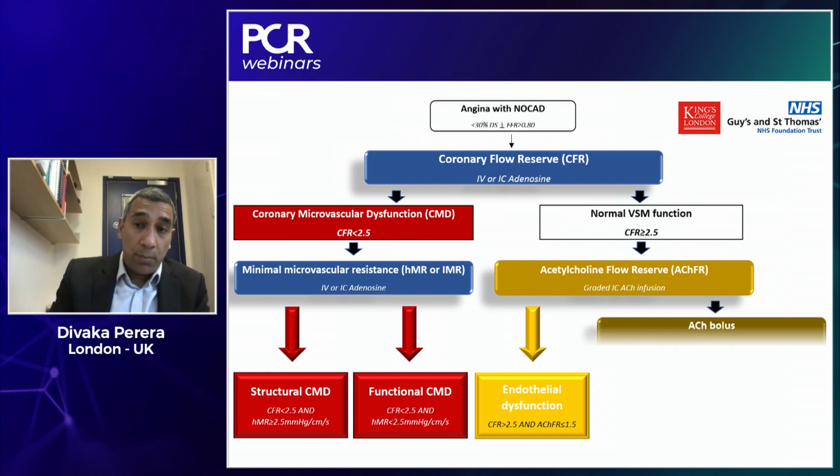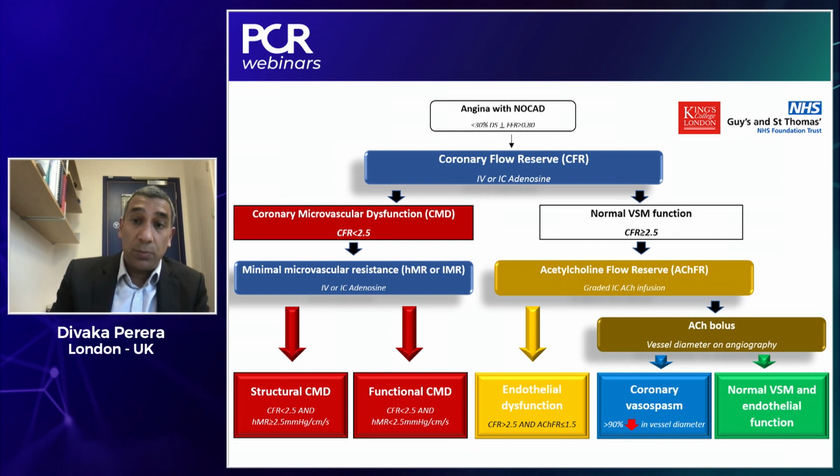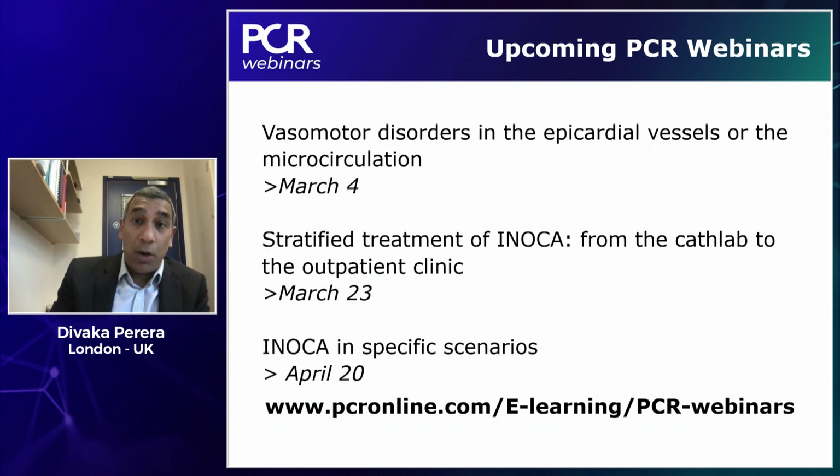And you've also got to remember that coronary vasospasm can be a cause of angina in patients with unobstructed coronary artery disease. And only if they don't have any of those tests being positive do we send the patient away saying, you have normal vascular smooth muscle and endothelial function. Now, all of that will be covered more in these seminars.